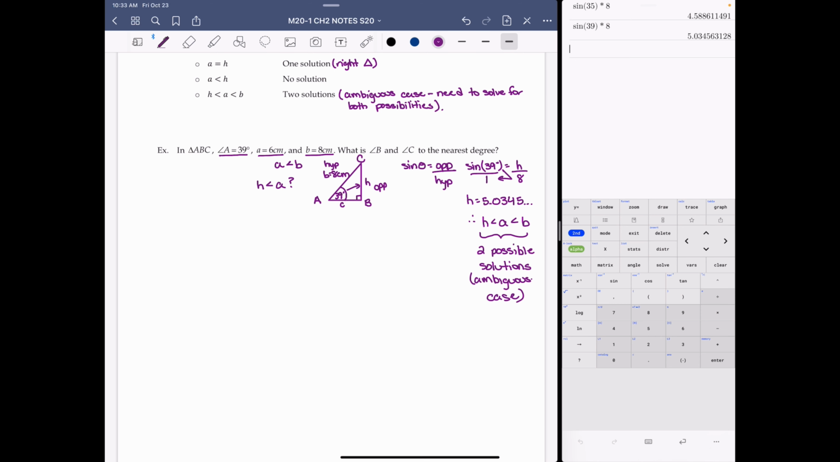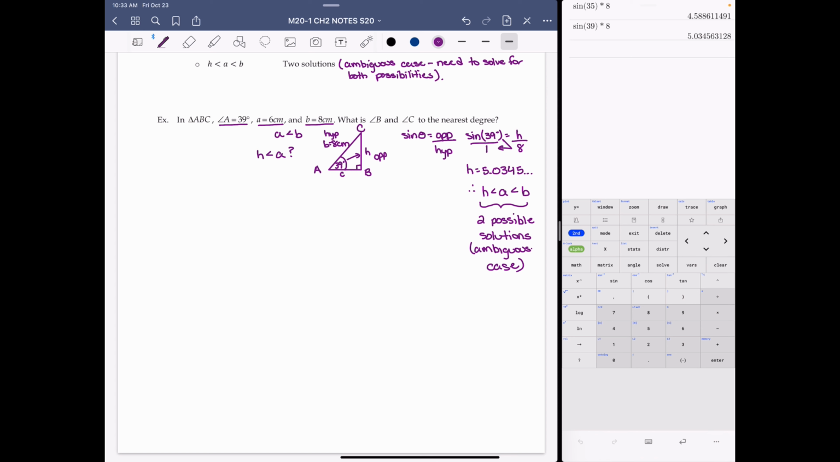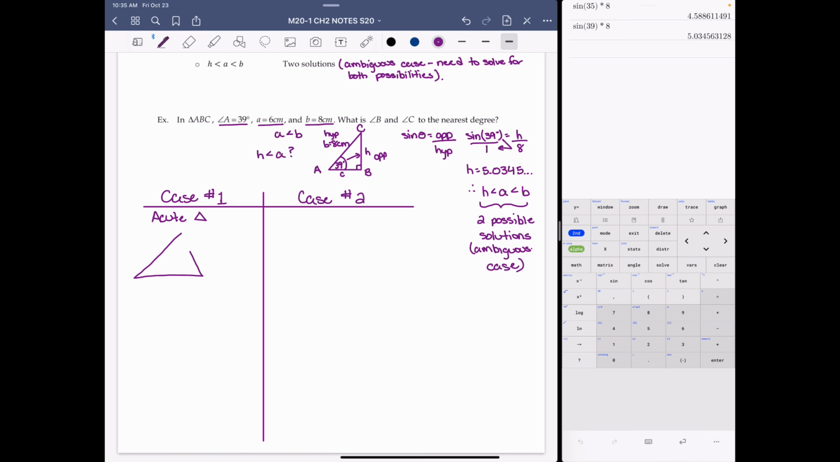Once we've determined that this is the ambiguous case, we do have two solutions. We now need to look at each solution independently. So we break it down into case 1 and case 2. For case 1, you always want to start with the triangle scenario, which is when side A is swung out to the right. So I draw my triangle. Angle A is 39 degrees. Side A is 6 centimeters. Side B is 8 centimeters. Angle B we don't know, angle C we don't know, side C we don't know.